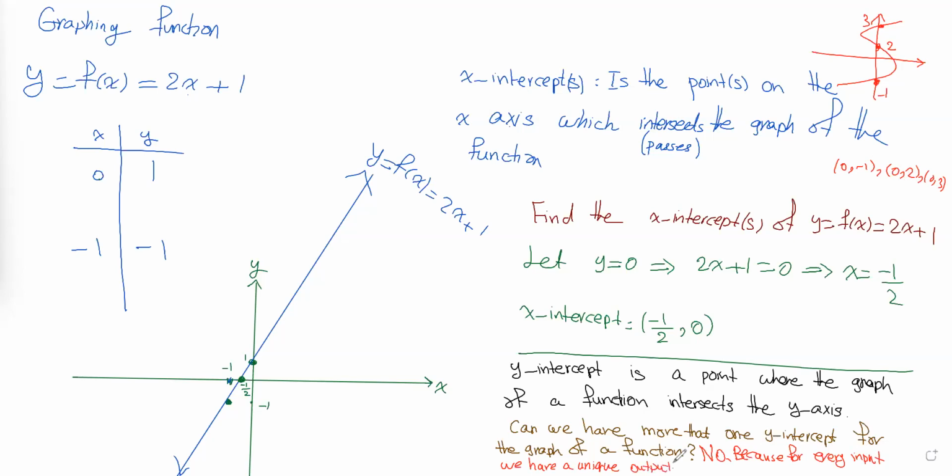So y-intercept is always unique. If it exists, it is unique, right? If there is a y-intercept, it is unique. But x-intercepts can be more than one. You will see in more examples that you can have more than one x-intercept, but the y-intercept, if it exists, is unique. Okay, so far so good, everyone?